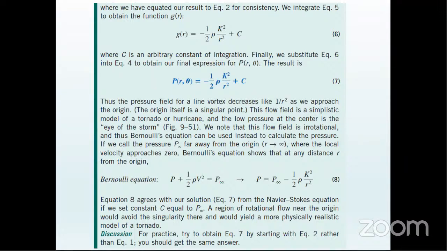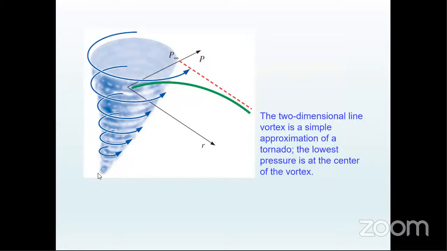Try to obtain this equation 7 by starting from equation 2 rather than from equation 1. You should get the same answer. Earlier also we made the same case. Here is how a tornado can start. This is the force, continuously going up. Pressure P is along this direction, this is the radius vector, and the total force has to go in the green color direction, as you can see.